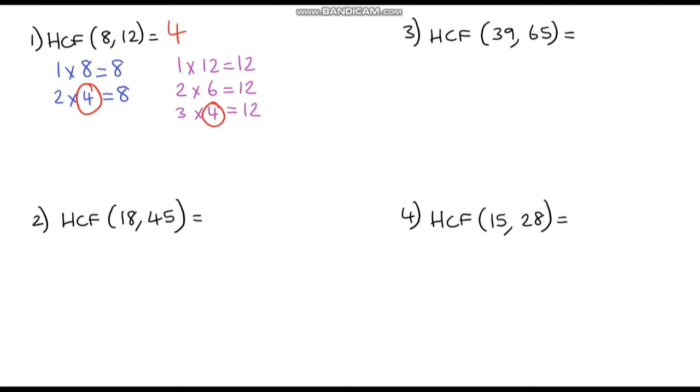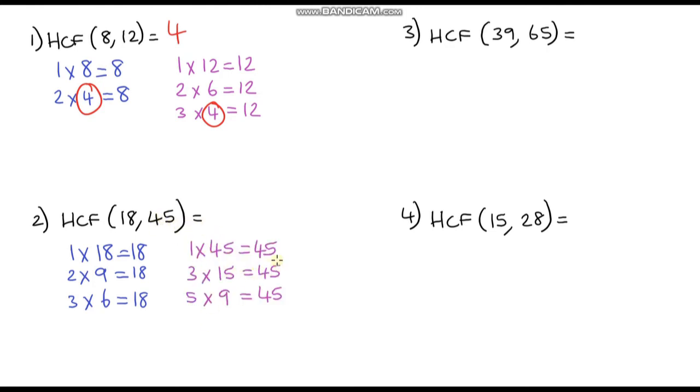Okay, let's look at number 2. So again, let's list out all of the factors of 18 first of all. So we've got 6 factors of 18. And now let's list out all of the factors of 45. And we've also got 6 factors of 45. So what is the highest common factor?